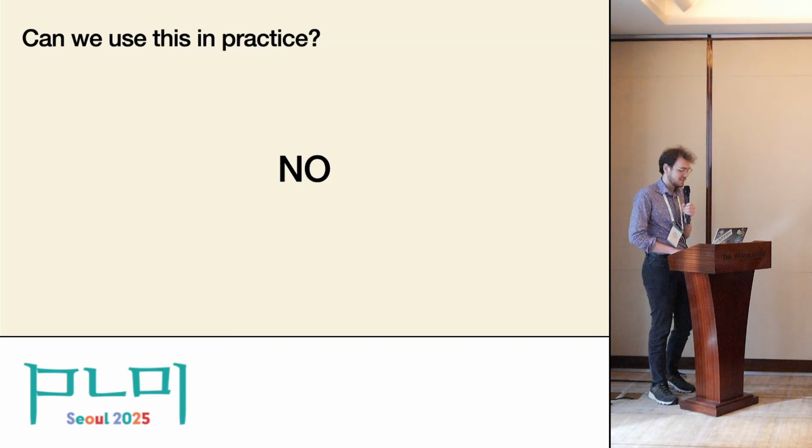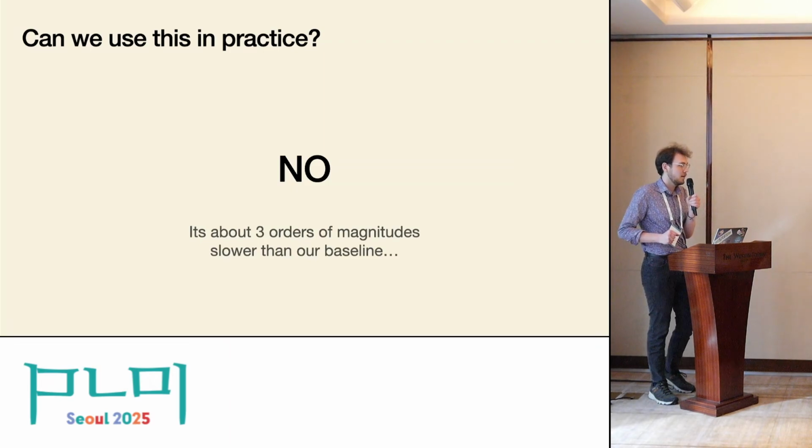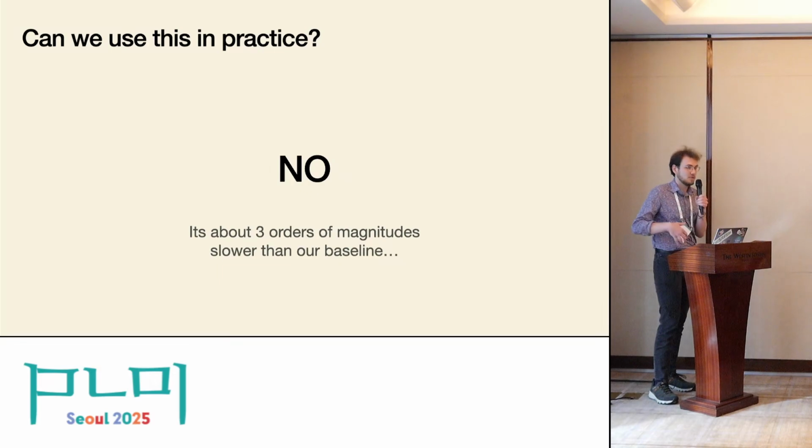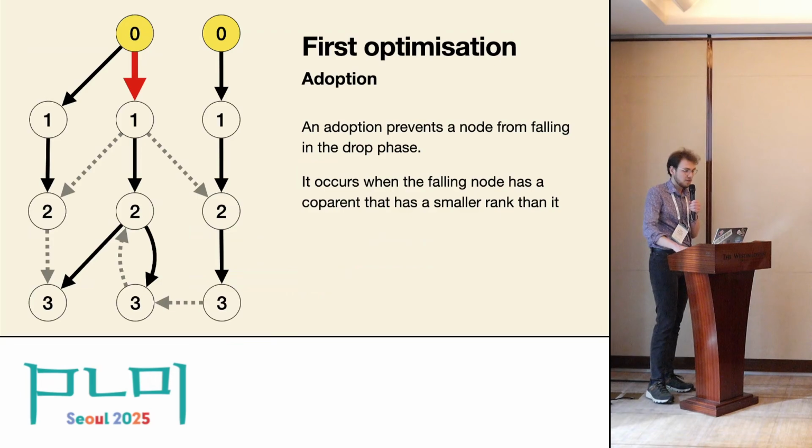And the reason is it's about 3 orders of magnitude slower than our baseline, because it's super slow to perform all of these operations on each modification of the heap. And a bit of an intuition behind it is we're tracing pretty much every time a pointer gets modified. So the question is, how can we make it faster? So we have a couple of optimizations.